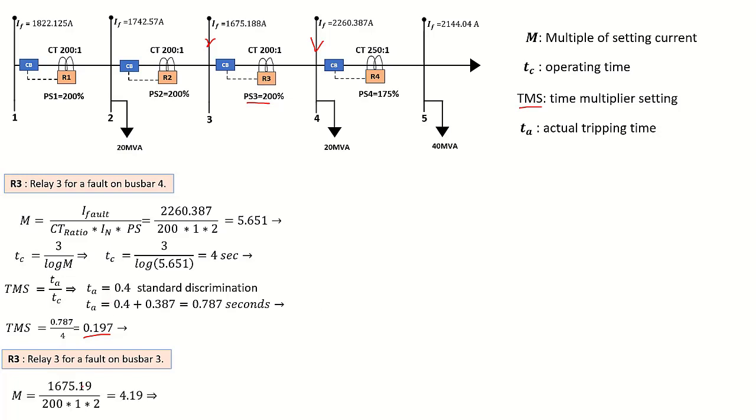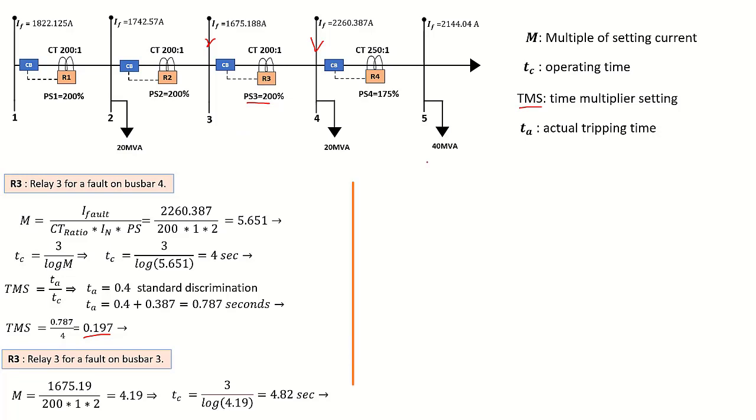So now moving forward, we then calculate M. Our M here will be 1.6 kA divided by 200 times 1 times 2, and that is equal to 4.19. From there, we can calculate TC. TC gives us a time of 4.82 seconds. So that is our operating time for relay 3 for a fault on busbar 3.